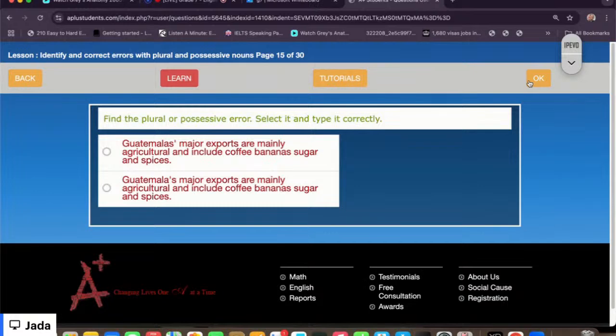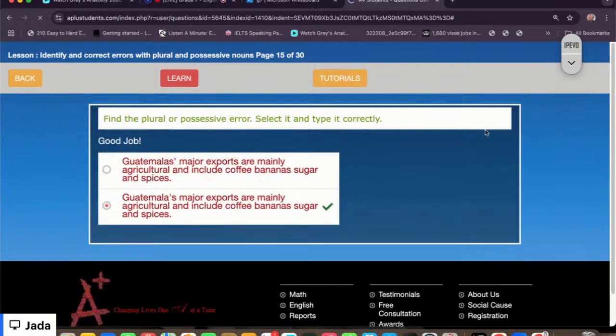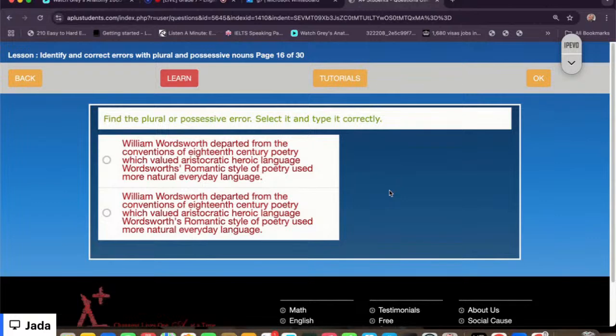Guatemala's major exports are mainly agricultural and include coffee, bananas, sugar, and spices. So what's this one? Alright, so it is what? This one because it's a country in Central America. Okay.